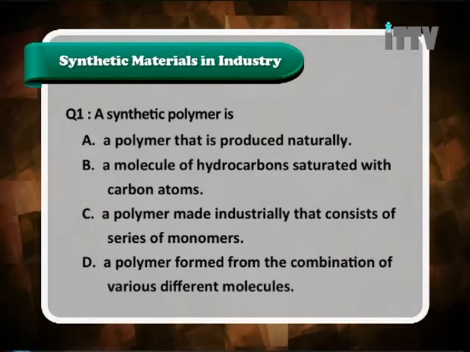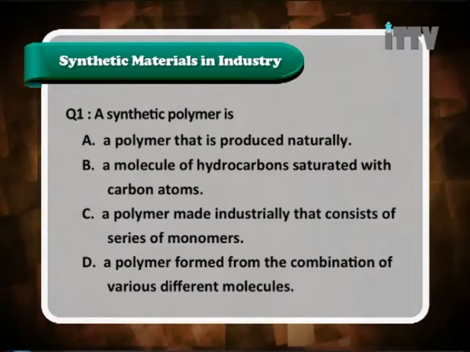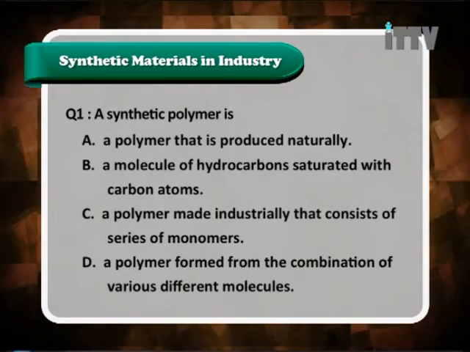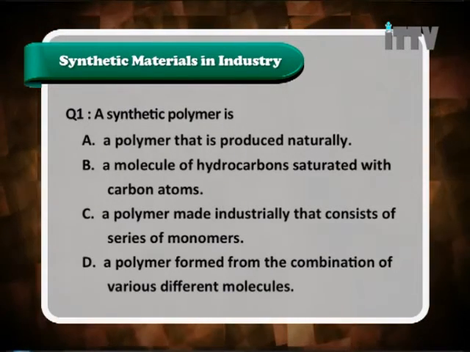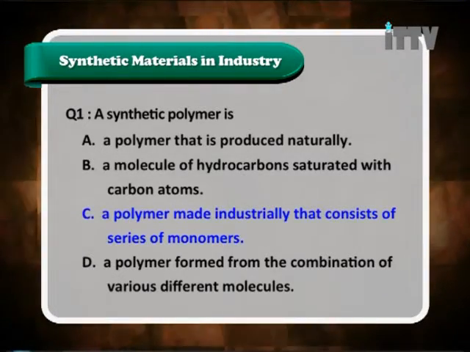Let's look at C. A polymer made industrially that consists of series of monomers. Yes, it is true. Now let's look at D just in case. A polymer formed from the combination of various different molecules. No, it does not consist of molecules at all. So it's actually a chain, a long chain of monomers. So therefore, the answer for this question is C.